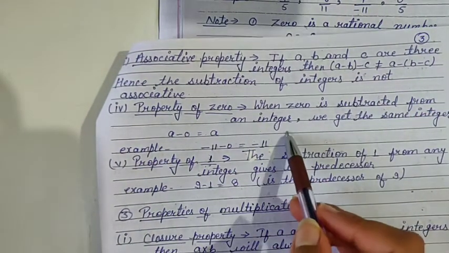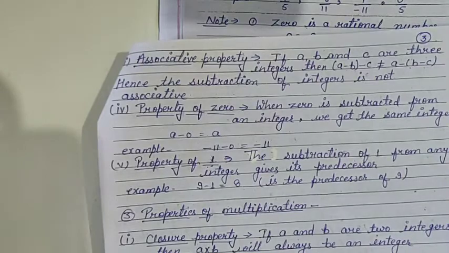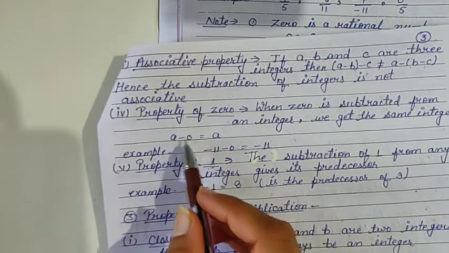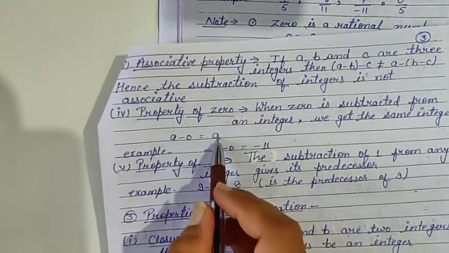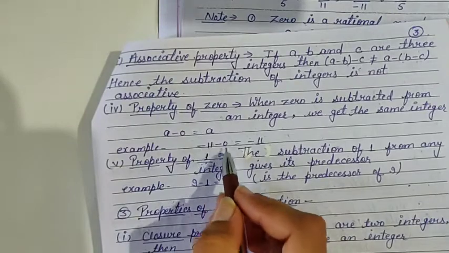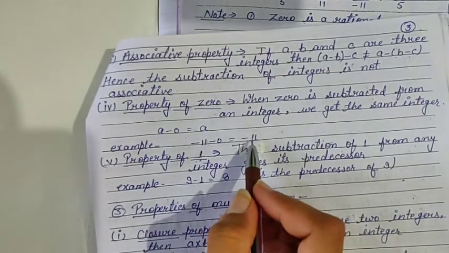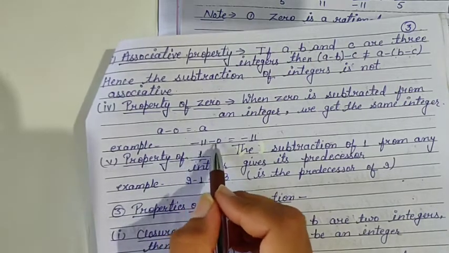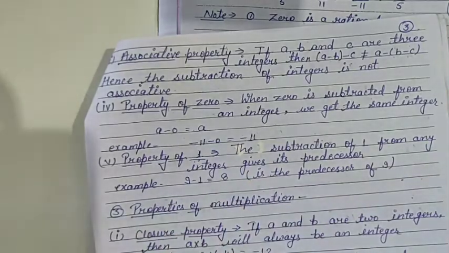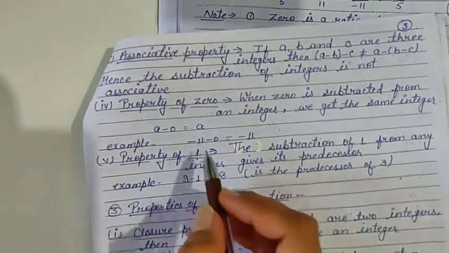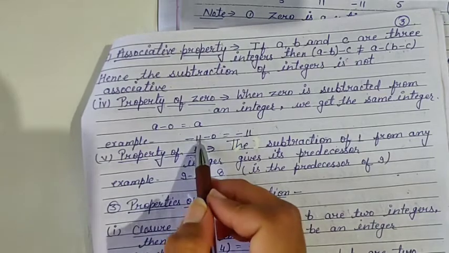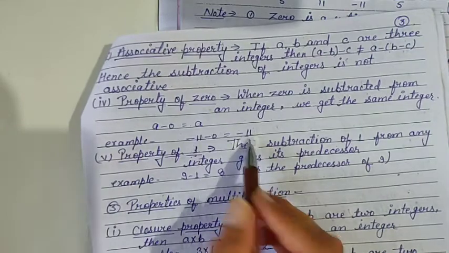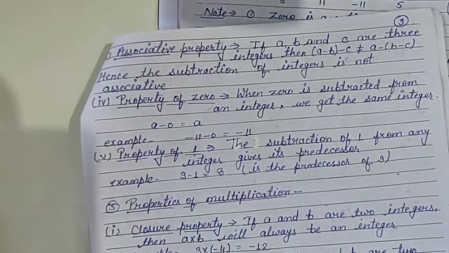Property of 0. When 0 is subtracted from an integer, we get the same integer. When 0 is subtracted from any integer a, we get a. For example, when we subtract 0 from minus 11, we get the result minus 11, because minus 11 minus 0, these are two integers of negative sign. So when we add them, firstly we add their absolute values. The absolute value of minus 11 is 11, the absolute value of minus 0 is 0. So that is equal to 11 and the sign is negative.